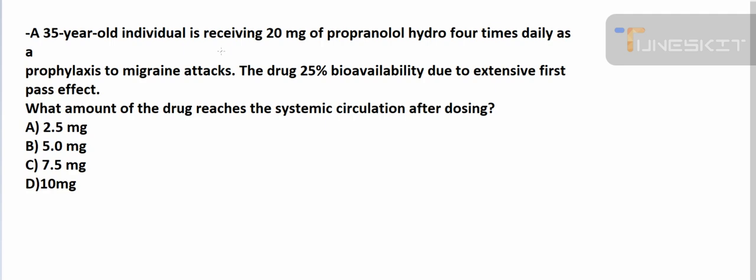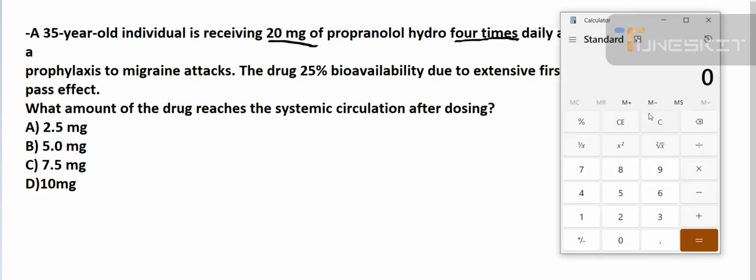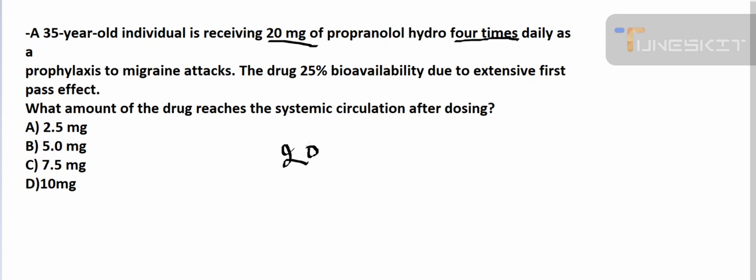There is another calculation which is very simple. A 35-year-old individual is receiving 20 mg of propranolol 4 times daily. 4 times means 20 into 4. Very simple, 80. So basically 20 mg 4 times daily is 80 mg. Write it down here only. First, understand the question completely. Either he has asked for the whole day or per dose.